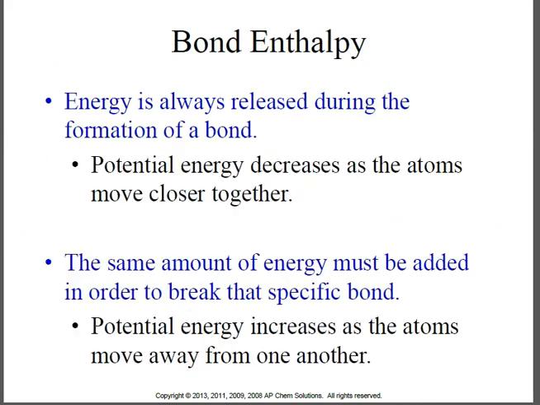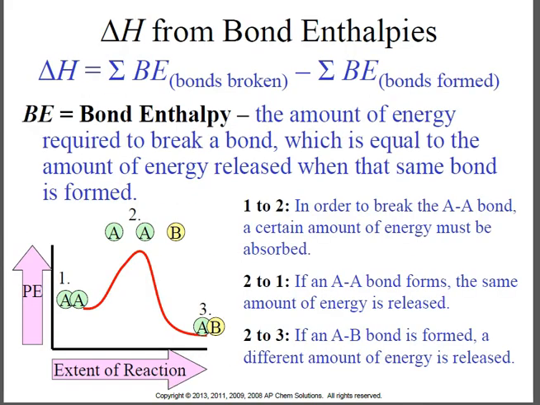So how do we calculate delta H using bond energy or bond enthalpy? The equation will be delta H equals the sum, that's what this sigma is representing here, the sum of all the bonds that are broken minus the sum of all the bonds that are formed. The reason we have a negative here is because when we form bonds, it releases energy, and that's exothermic. So that's why the negative sign is there. And when we break bonds, that requires energy. So all of these are going to be positive.